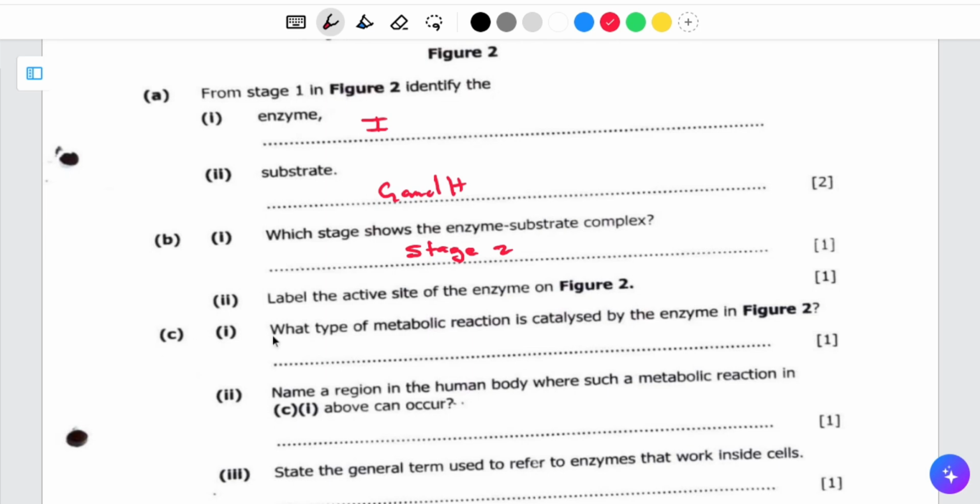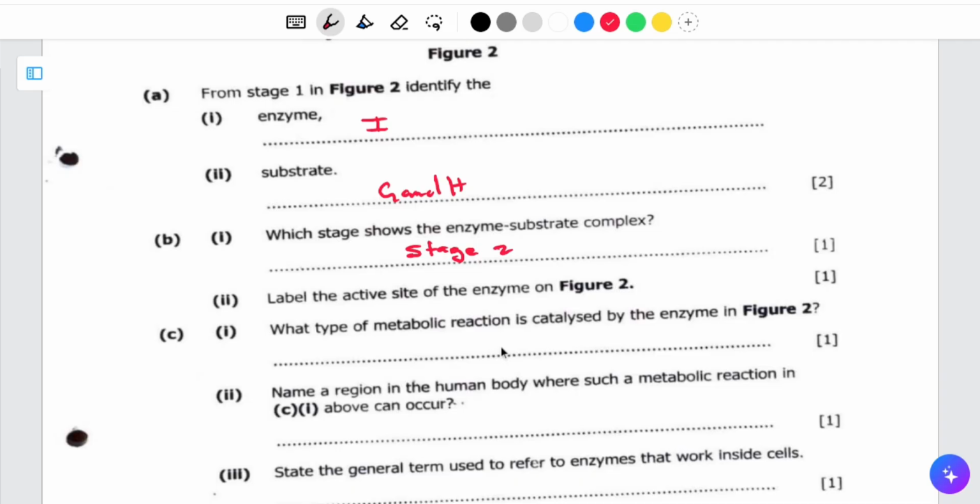Then from that question, we also have this one, which is asking what type of metabolic reaction is catalyzed by the enzymes. One thing that you need to understand is that metabolism is just the sum total of all chemical reactions that occur inside the living body. And these metabolisms can be anabolism as well as catabolism.